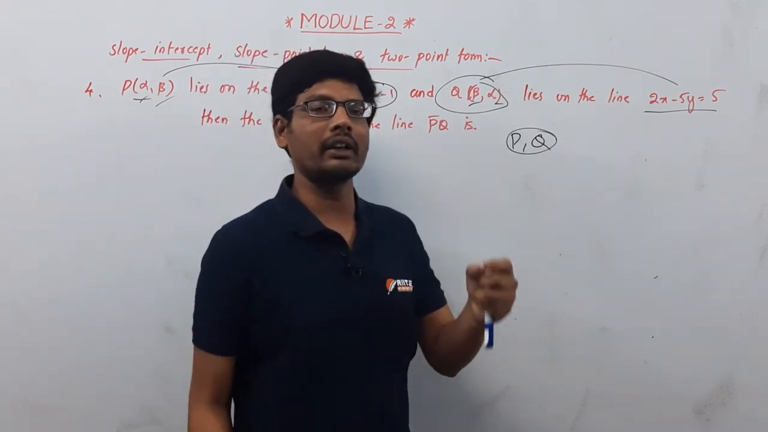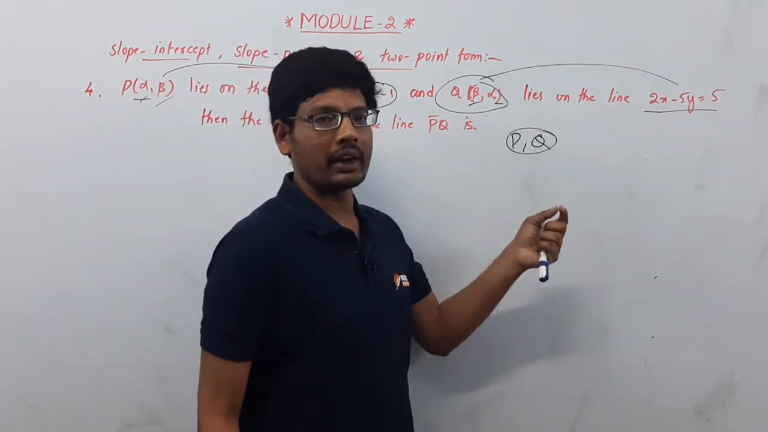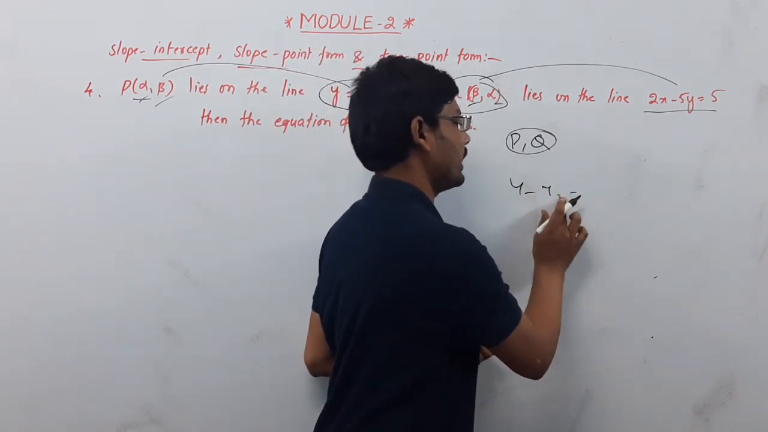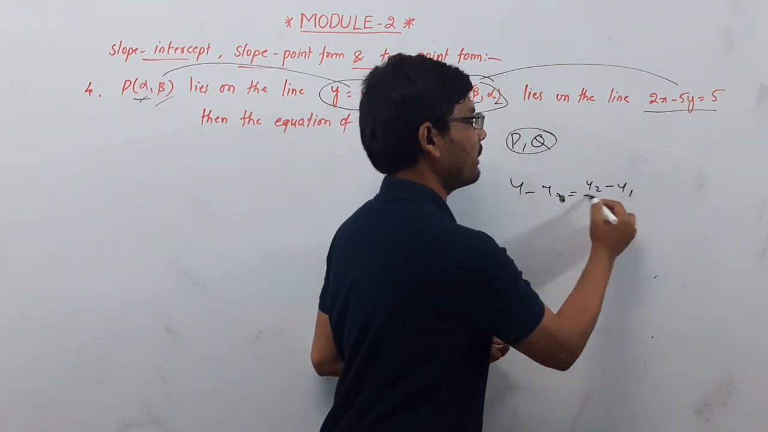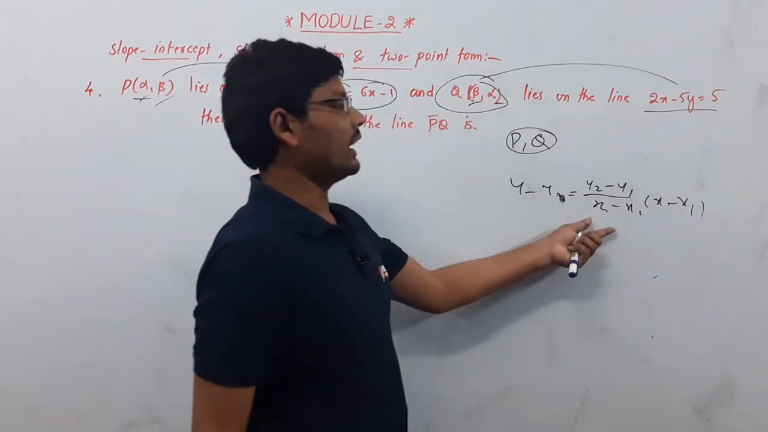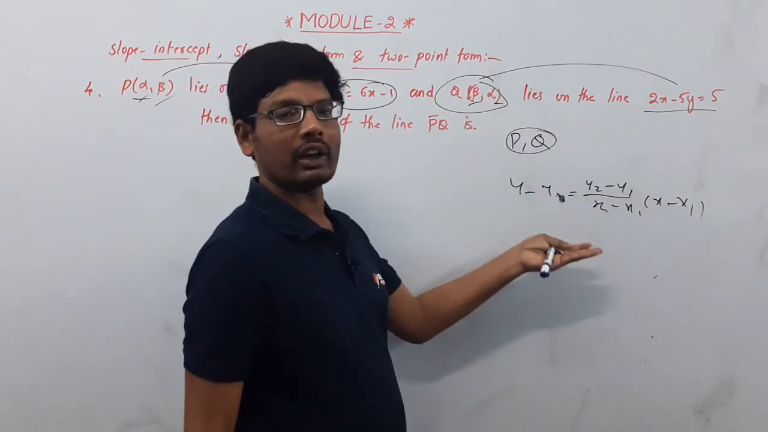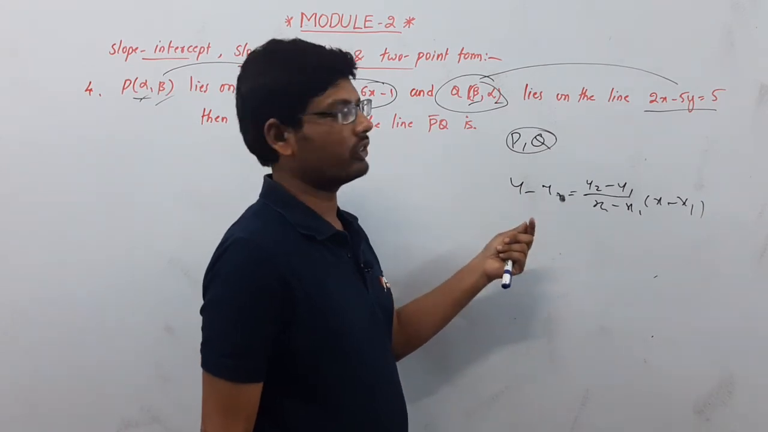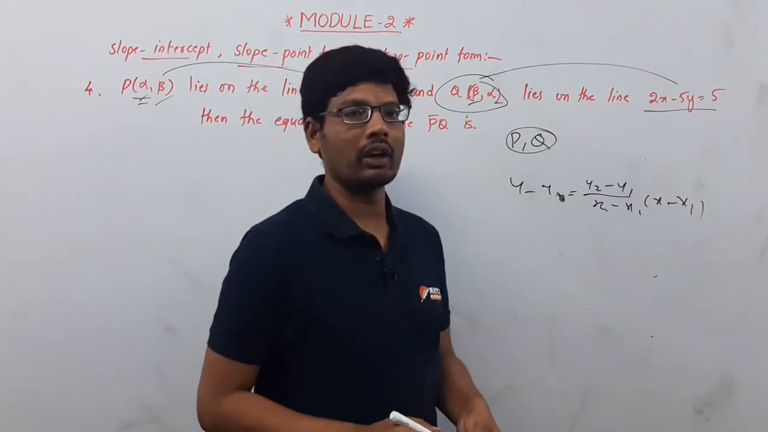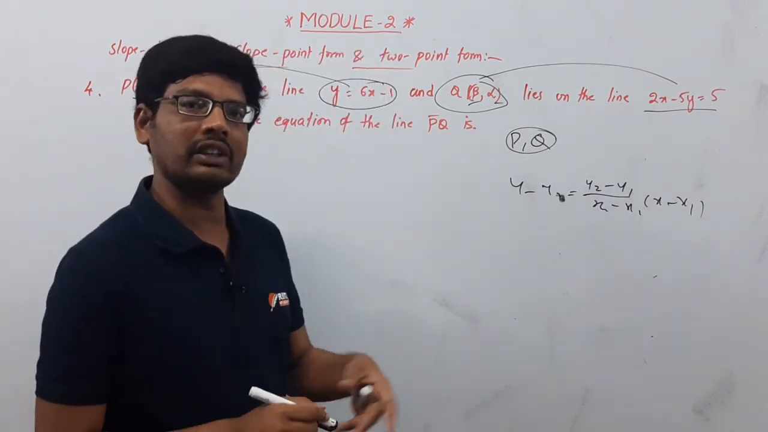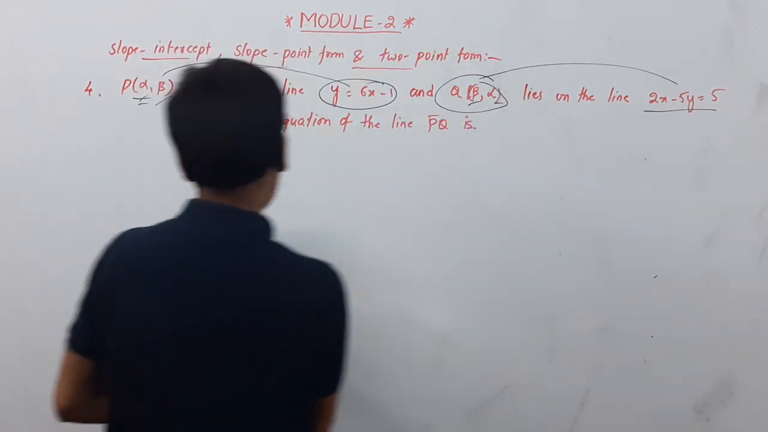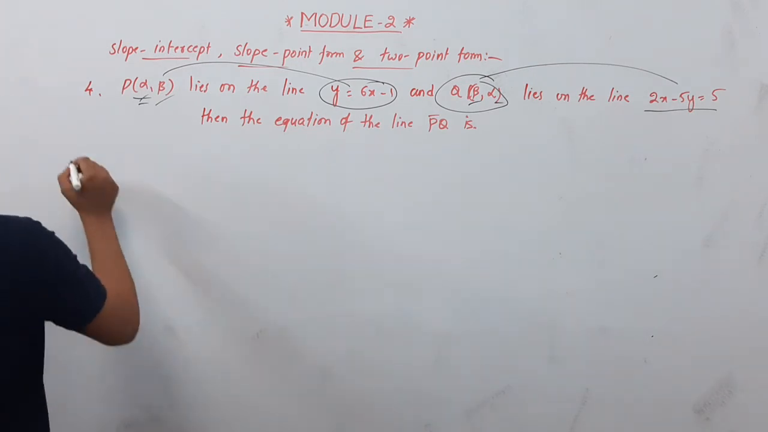If you know the two points, we can find the equation of a straight line by using y minus y1 is equal to y2 minus y1 by x2 minus x1 into x minus x1. So here we have to find first y2 minus y1 and x2 minus x1. Here we should know two points: P of alpha comma beta and Q of beta comma alpha. If you know the alpha and beta values, then we can find the equation of the straight line PQ. So first, the solution for this one.